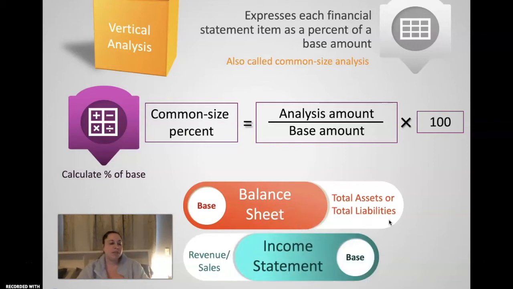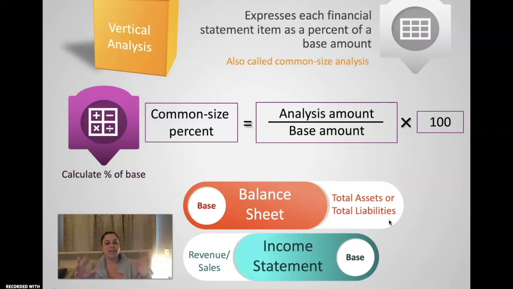Okay, if we're looking at an income statement, it's going to be your total sales number or your total revenue. It'd be the number at the top. That's going to be your base, and we're just going to take every other number below that and divide it by that base amount. So the purpose is really to see, on a balance sheet, out of all of my assets, how is it broken up?